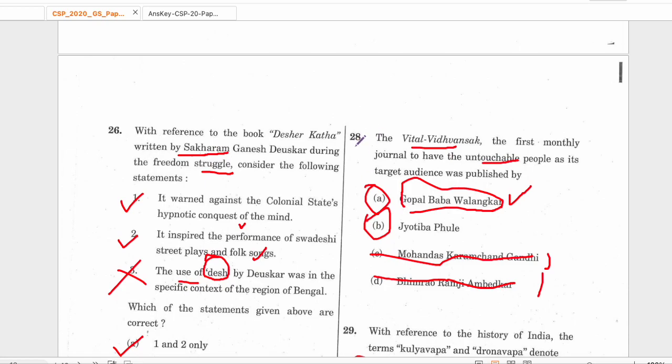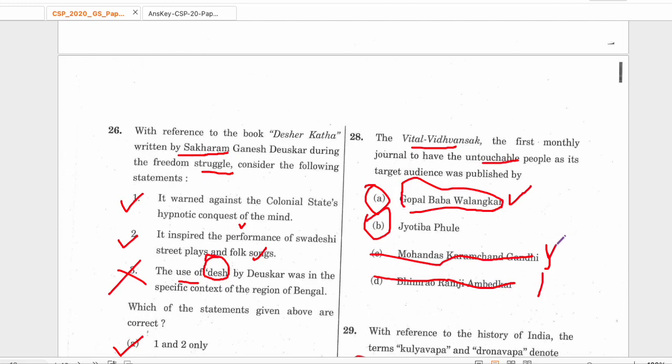Question number 28. The Vittal Vidvansak, the first monthly journal to have the untouchable people as its target audience, was published by Untouchable, Vittal Vidvansak. Here M.K. Gandhi came much later into this role when he was criticized heavily by B.R. Ambedkar. So he came with Harijan, etc. But it was very late, and nothing as radical in nature as Vittal Vidvansak can be written by Gandhiji.